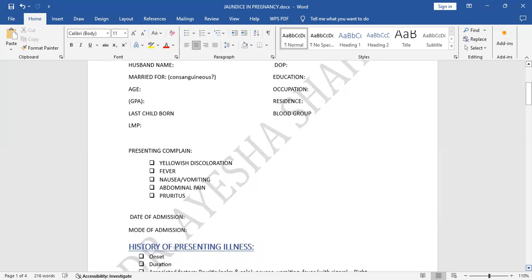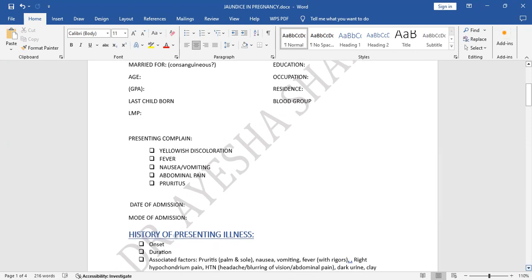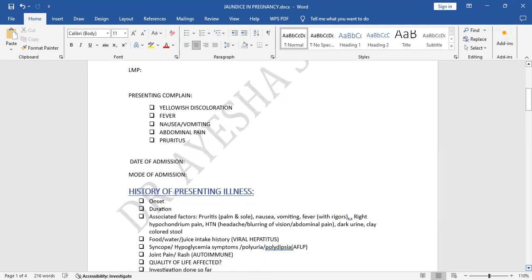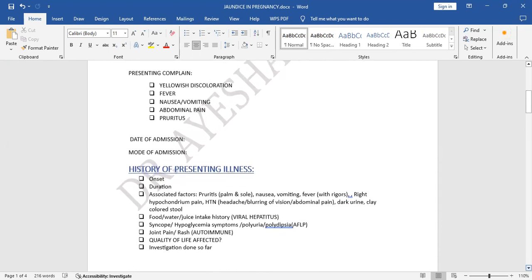In an OPD patient who came with a history of jaundice or yellowish discoloration, the following are the presenting complaints with which the patient can come. It can be yellowish discoloration, fever, nausea, vomiting, abdominal pain, or pruritus. Inquire about the date of admission if admitted and the mode of admission, either the OPD or emergency.